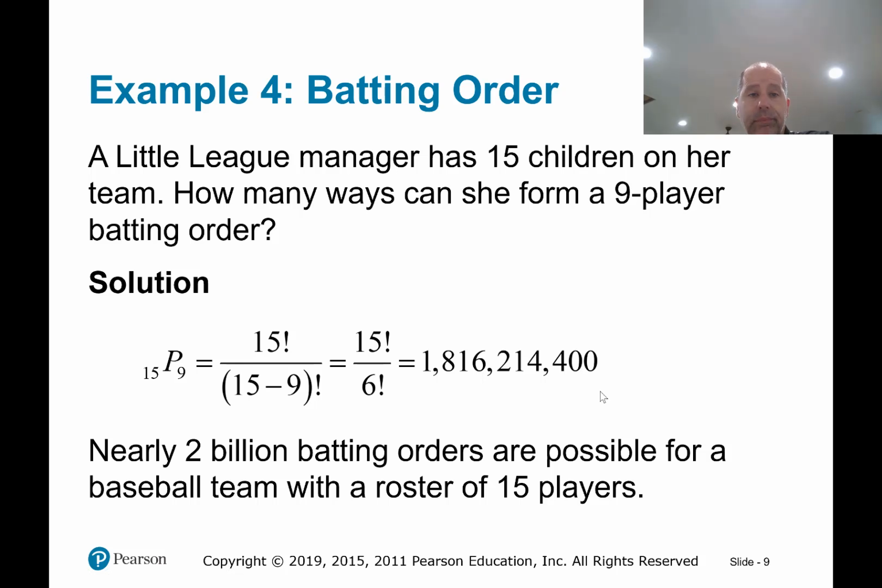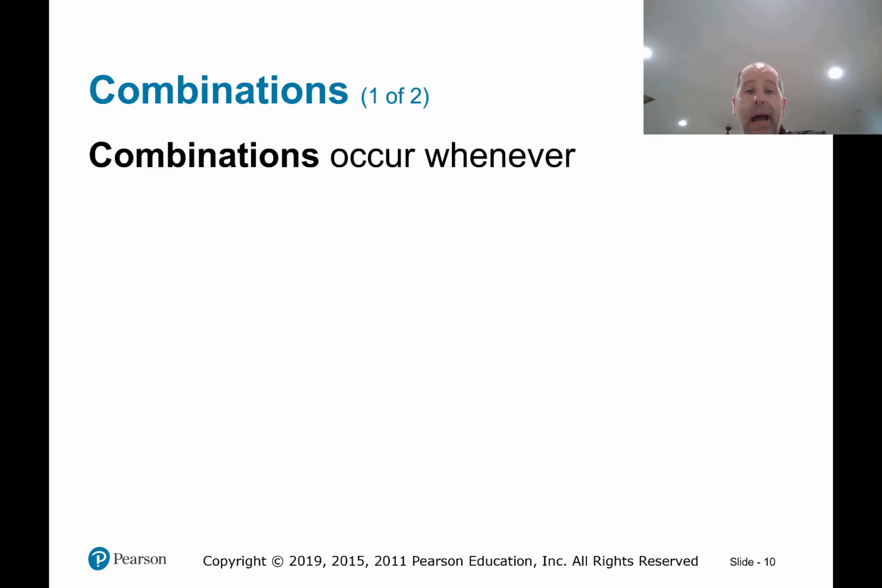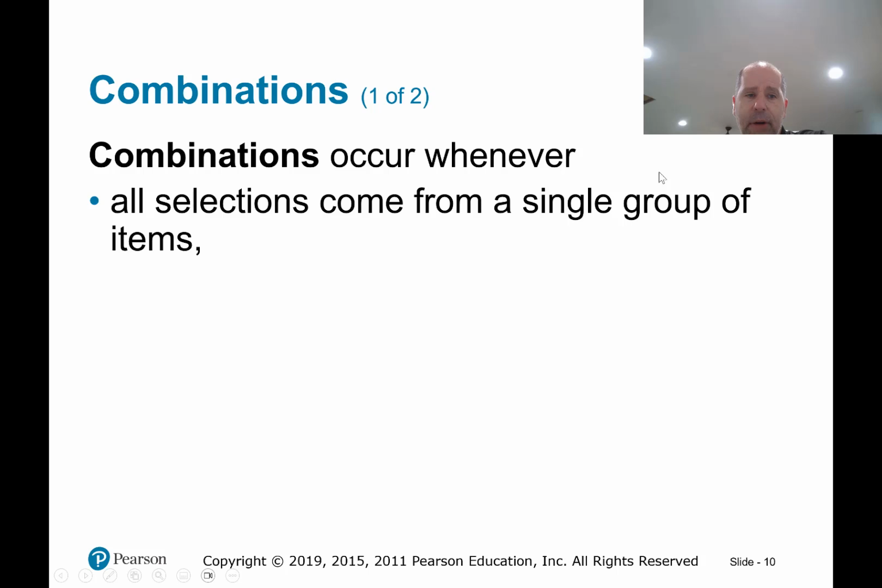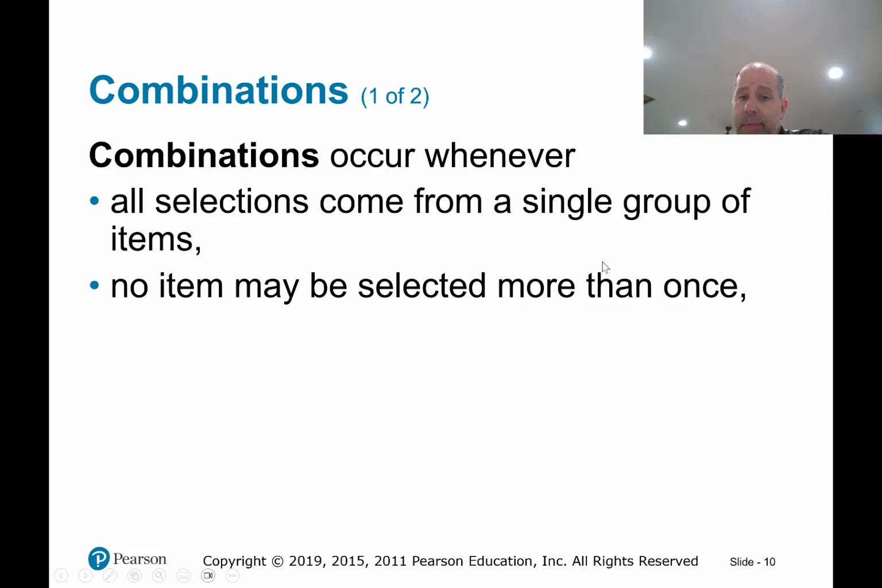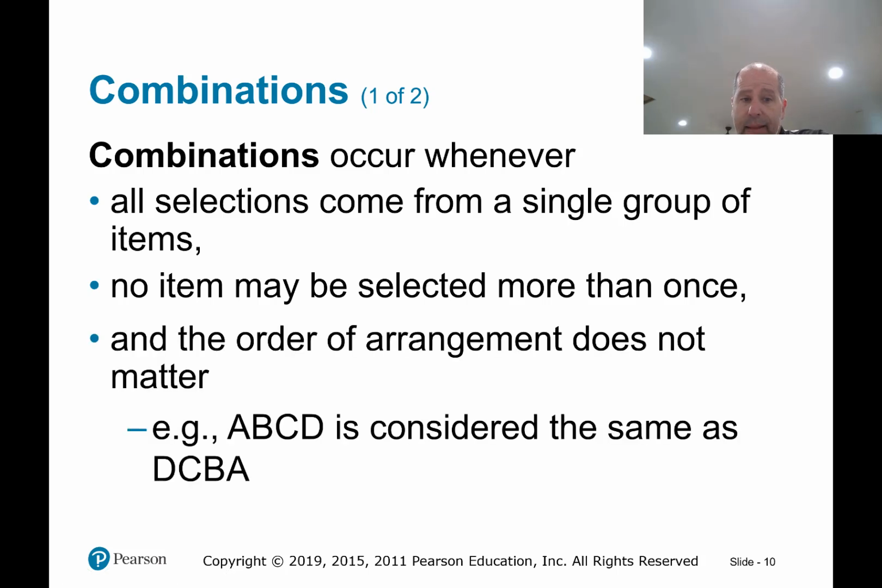All right, let's keep going. Now, the big difference between combinations and permutations is what if order does not matter? If we look at combinations, they're very similar to permutations. Again, all selections come from a single group of items. No items may be selected more than once. And in this case, order does not matter.